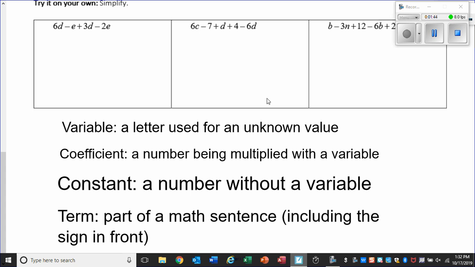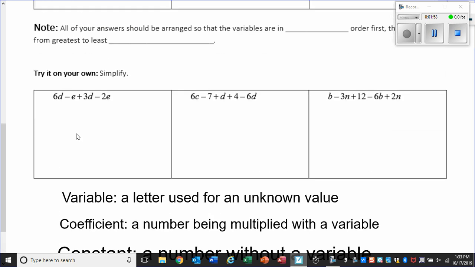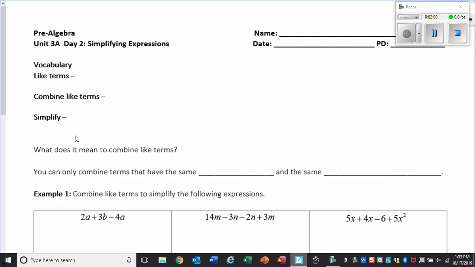Okay? So if you missed anything or if I'm going too fast, pause the video. Make sure you have these vocab words written down. They are very, very important. And we will use this terminology a lot. Okay? So now we're going to go back up to the top and we'll do the new vocab.